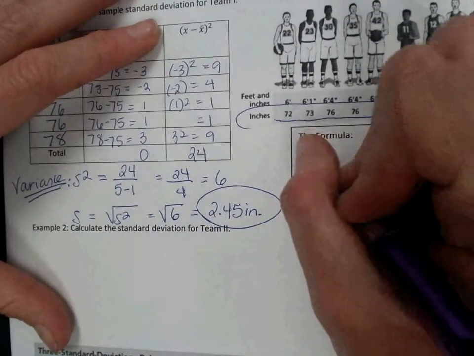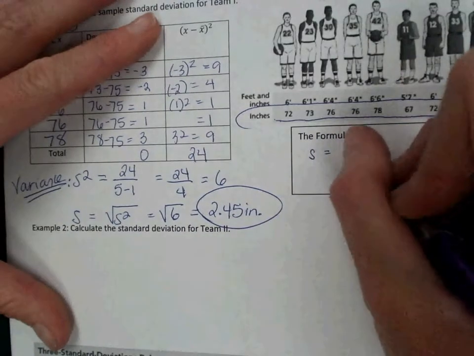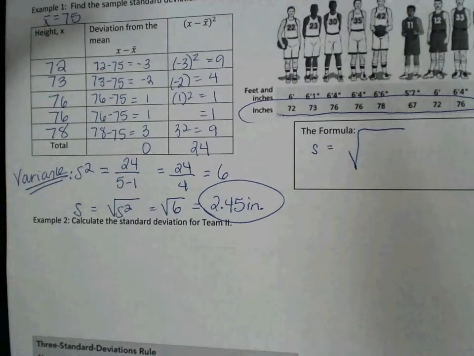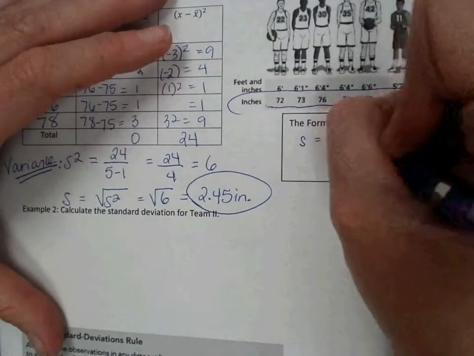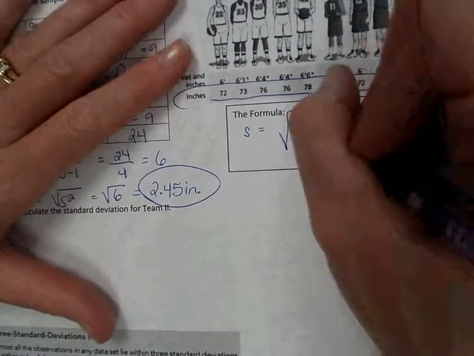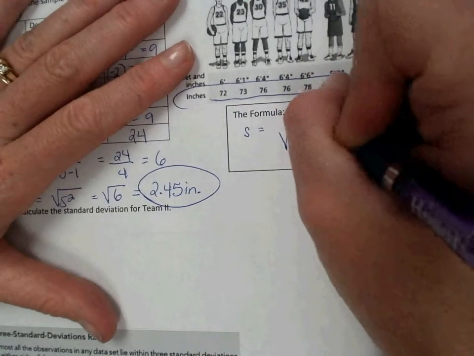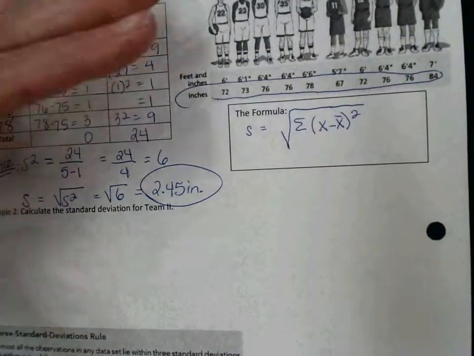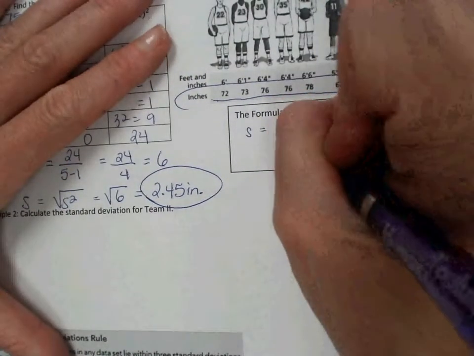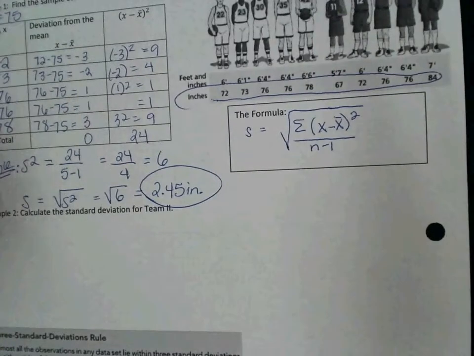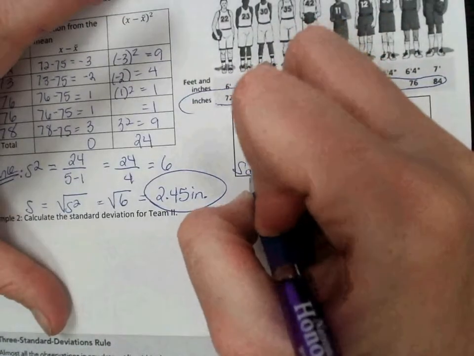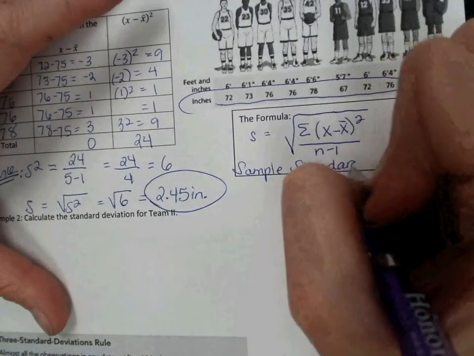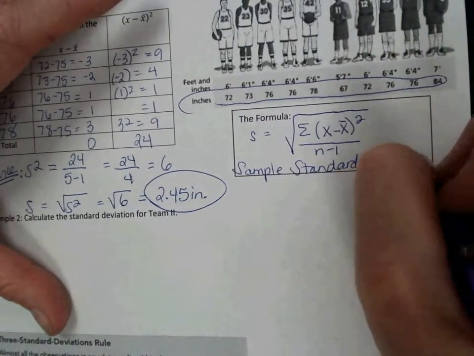The formula, let's go ahead and write that out. S equals the square root. And you saw this yesterday in your notes. Capital sigma, which means the sum of x minus x bar squared. So the sum of all of the differences squared divided by n minus 1. That's the sample standard deviation.